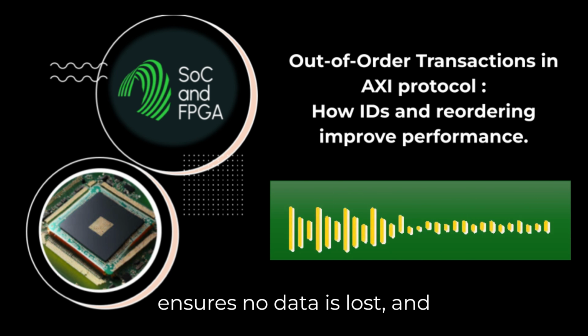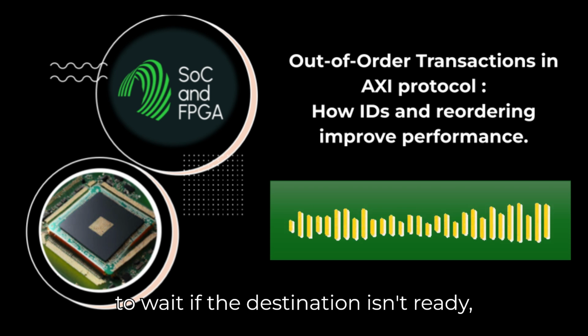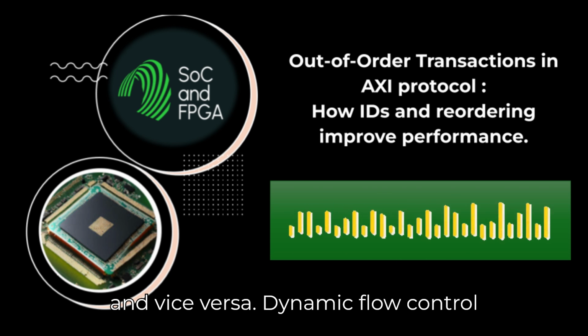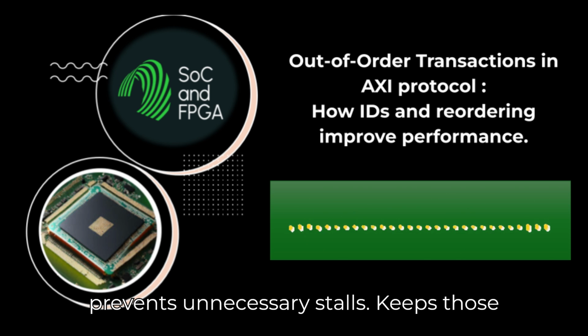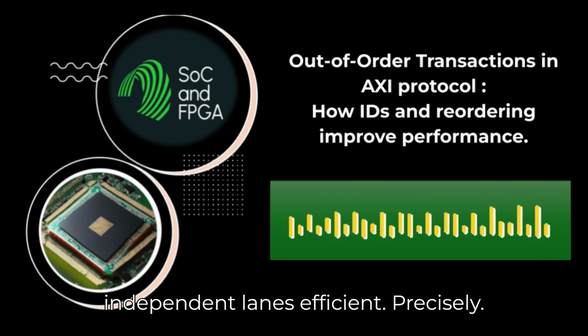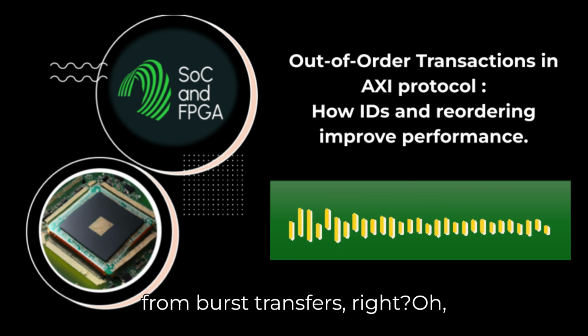Seems simple, but critical for reliable transfer. Absolutely. It ensures no data is lost, and importantly, it lets each channel operate at its own pace. The source doesn't have to wait if the destination isn't ready, and vice versa. Dynamic flow control. Prevents unnecessary stalls. Keeps those independent lanes efficient. Precisely. Now, AXI also gets a performance boost from burst transfers, right?